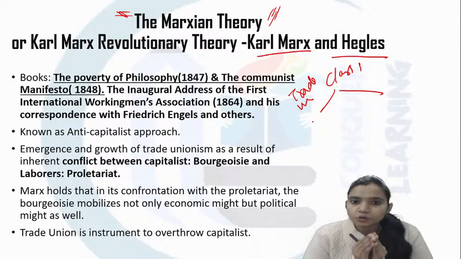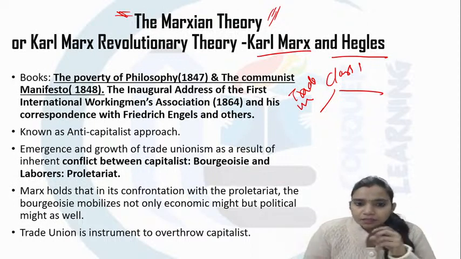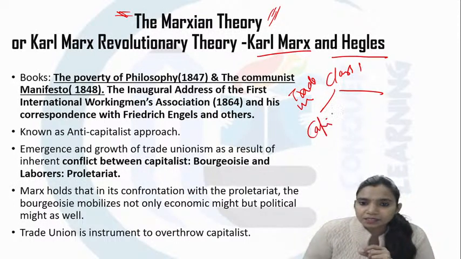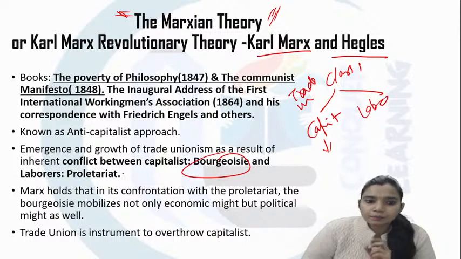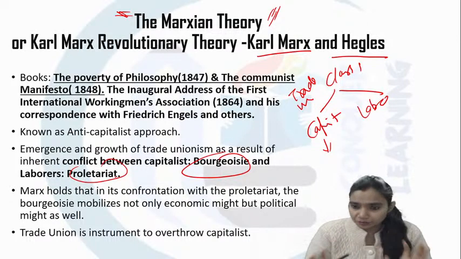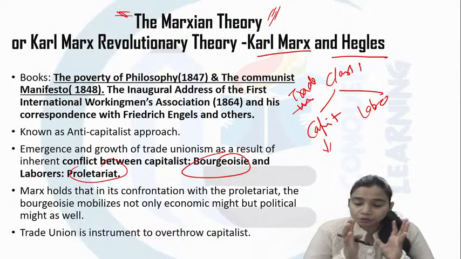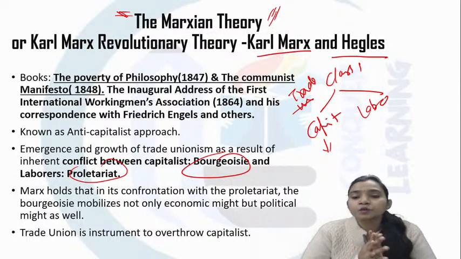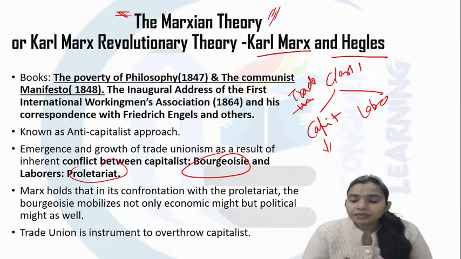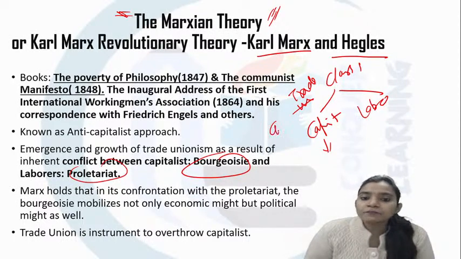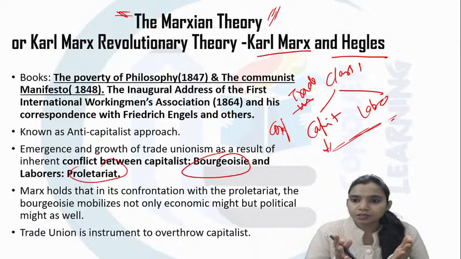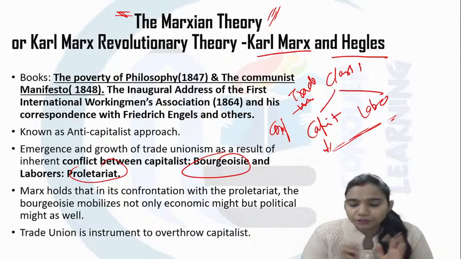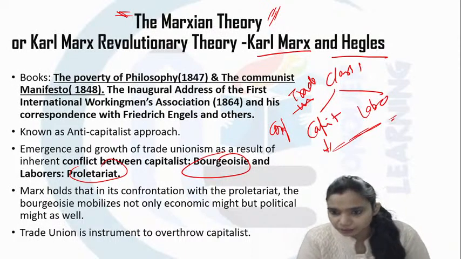According to Karl Marx, there are two classes. He defined them as the capitalists, whom he called the bourgeoisie, and the laborers, whom he called the proletariat. According to Karl Marx and Engels, trade unionism is natural. It is inherent because conflict is inherent between these two groups. When two people are working together, you cannot remove it. You cannot remove them.